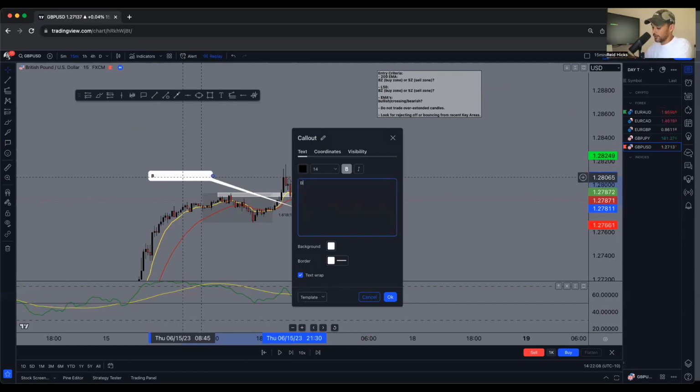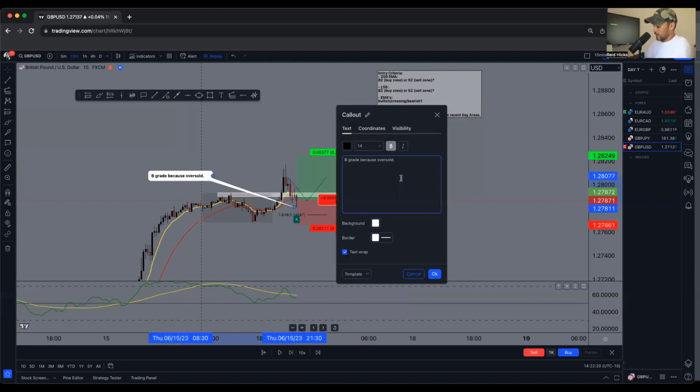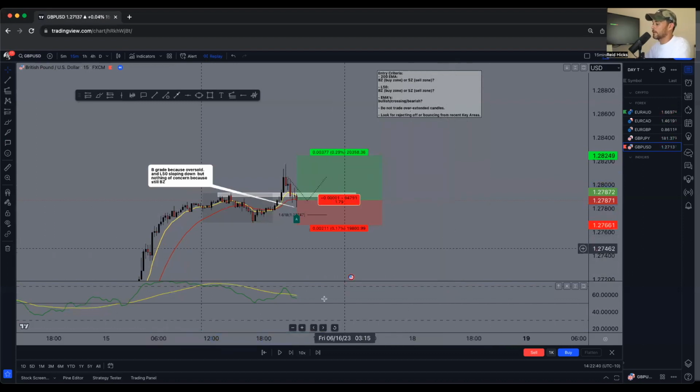But anyway, B grade because oversold. That's really it. That's the only thing that knocks it. Let's see what the L50 is doing. The L50 is sloping down, but nothing of concern because it's still bullish. Still in the buy zone. So okay, let's see what happens.